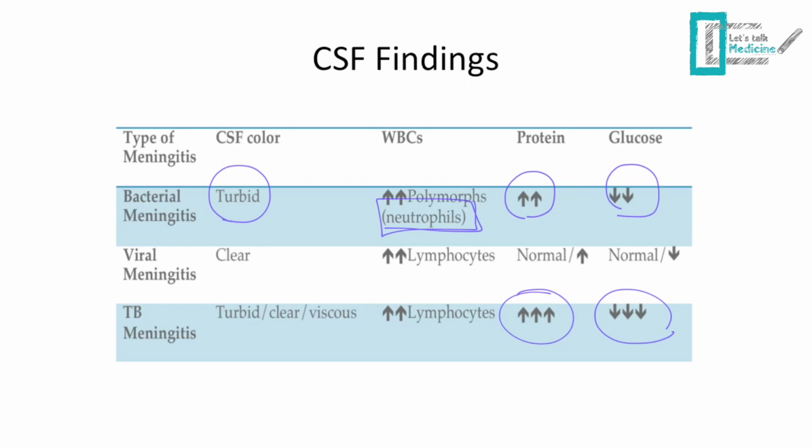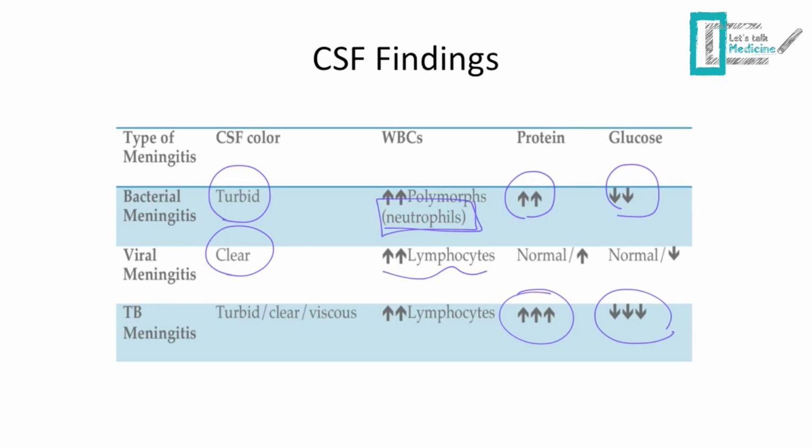So coming back to the viral meningitis, the CSF fluid is going to be clear, and the type of white blood cells is going to be lymphocytes, so increased lymphocytes in the CSF. Protein might be increased or normal. As we said, it might have some sort of vascular permeability with that, and the glucose is most likely going to be normal.